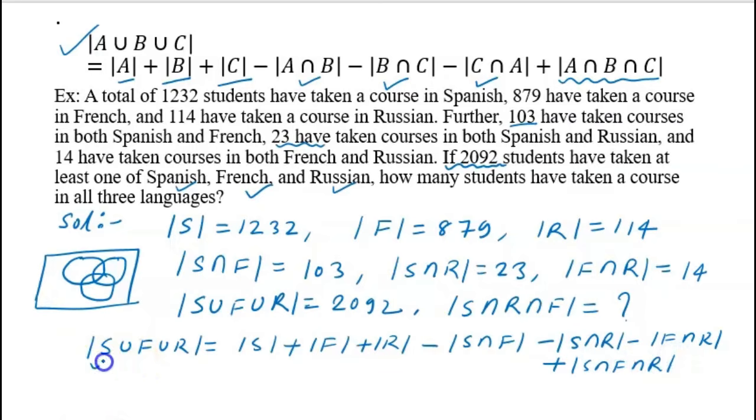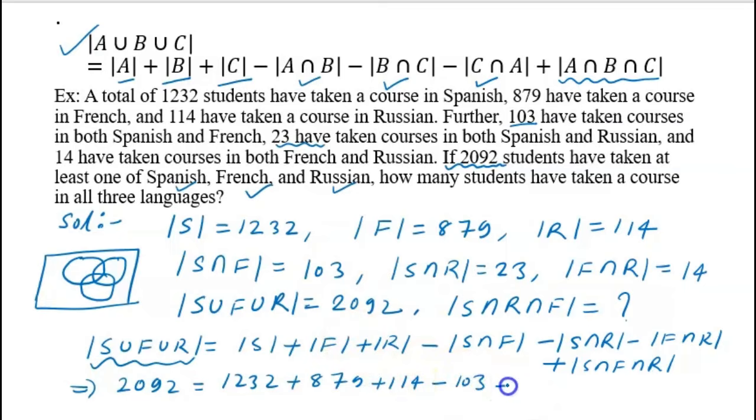Now this information is provided to us, though this information is 2092 and then it is equal to 1232 plus 879 plus 114 minus 103 minus 23 minus 14 and plus that I have to calculate number of elements in S intersection R intersection F. So if you simplify this expression, I am writing the answer for you.